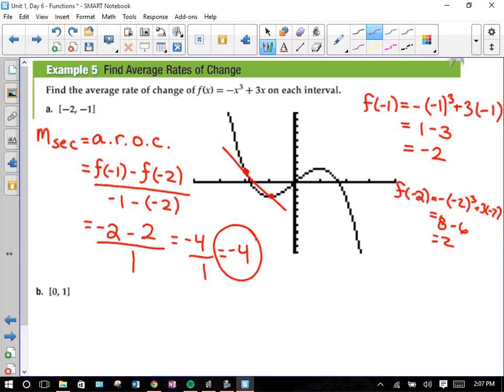So what we know is that the average rate of change over that interval would be negative 4. Questions about that?